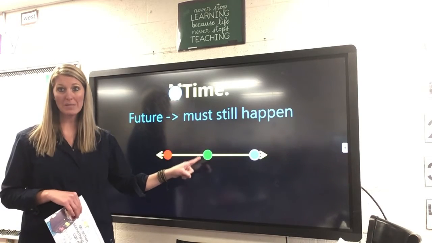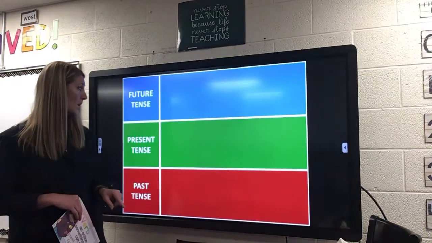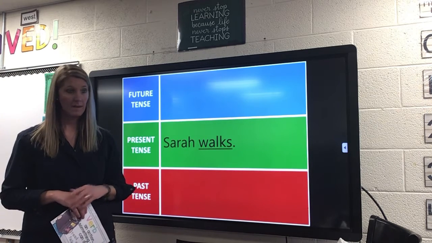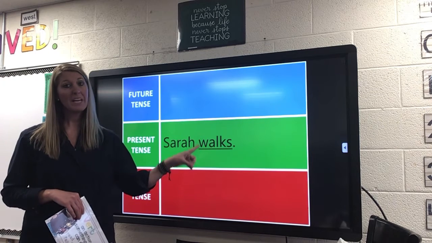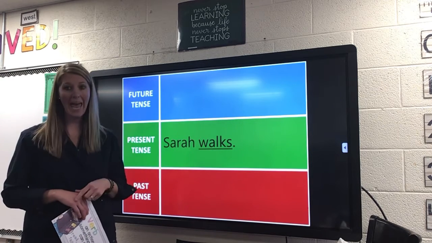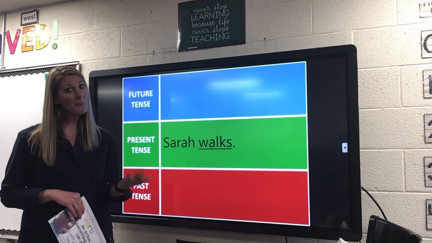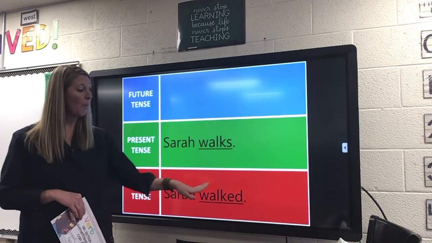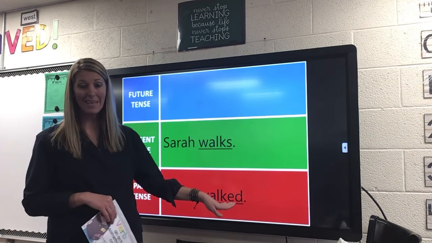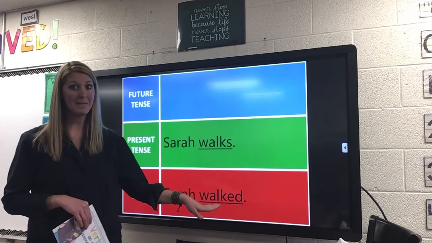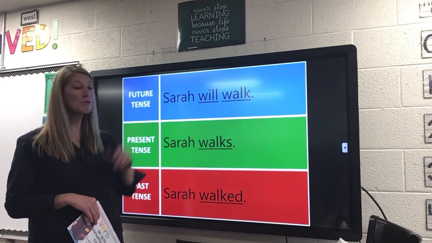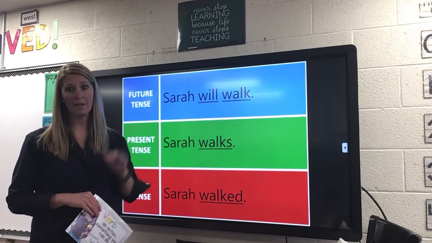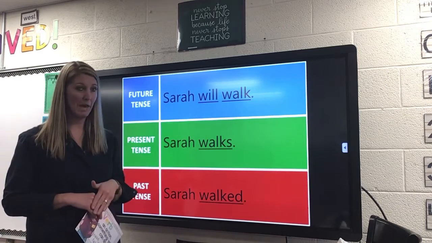Today and throughout the week, we're focusing on the present. Now, here's some examples. Sarah walks. See how walk is my verb? But in order to show it's happening now, I have to add an S to it. Next week we'll learn that if it's in the past, we'll put Sarah walked, and we're going to use the ED to show that it already happened in the past. And for the future, we will put the keyword will in front of it. Sarah will walk, and that will show that she's going to do that.